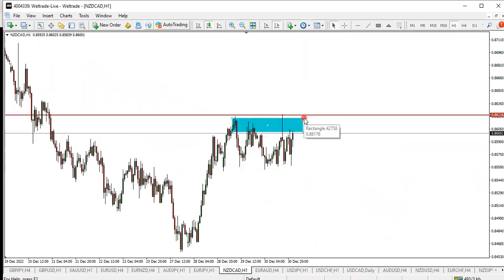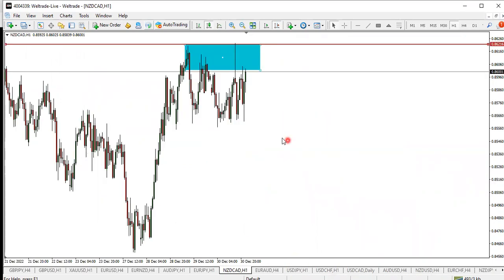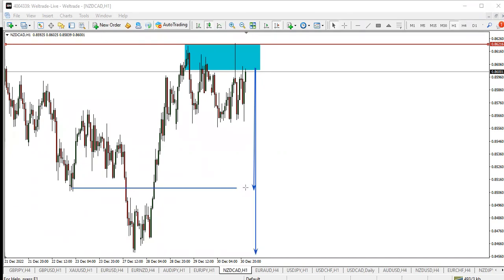So we should be looking forward to a possible short in this market. We have a good triple top market pattern, and for as long as this high does not break, we should be going bearish in this market. So we have our first TP right here, and we have the second TP at the next low. So TP1, TP2, this is what we would like to see on NZD CAD. And now remember, this is our entry level.